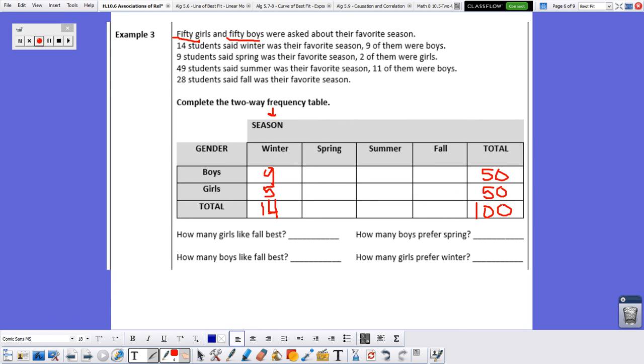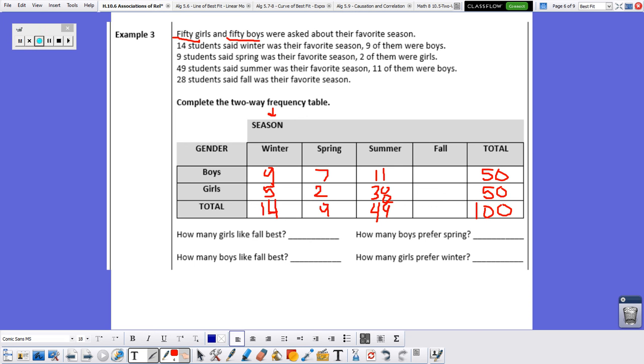All right, next sentence. 9 students said spring was their favorite season. So that's 9 students total, and that goes in our total spring column. Next part of that, 2 of them were girls. Now we know there's a 2 here, so that means there has to be 7 boys. 49 students said summer was their favorite season. 11 were boys. Okay, summer boys, that's where that 11 goes. And then we need to find what we add to 11 to get 49. We add 38, and boom, we've got our summer girls.